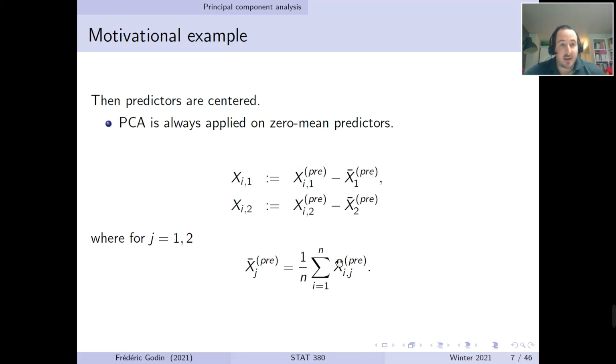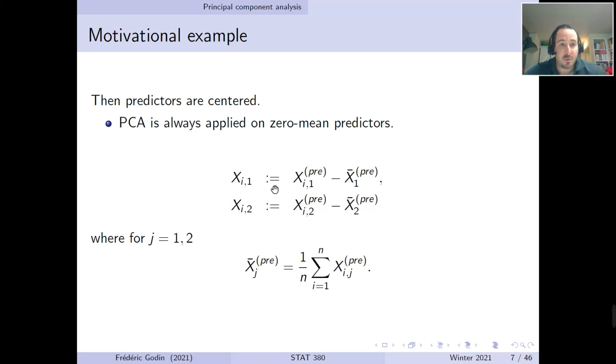Finally, what we did to get the final predictors is the following. We've centered the predictors. Okay, so principal component analysis is always applied on zero mean predictors. The way the methodology is constructed, we have to consider predictors with zero mean. So to do that, there was simply a demeaning procedure where the observations were centered.